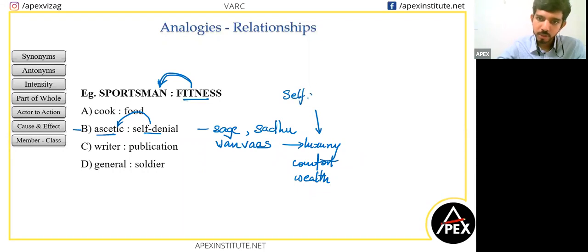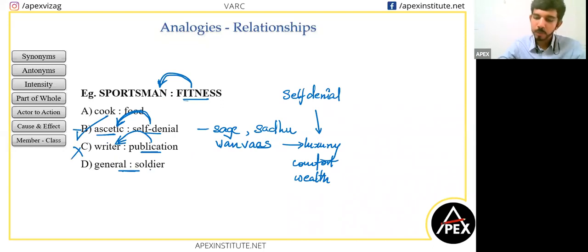You are denying yourself the comforts, the materialistic comforts of life. Purposely. Okay. So this is a quality that comes inherently to a person. He needs to practice. Okay. Publication is not a quality of a person. Publication is the job that the writer needs to do in order to earn money. It is his profession. Writer publishes books, but publication is not something that is a quality of a writer. Yeah. So this is incorrect, and B is correct.